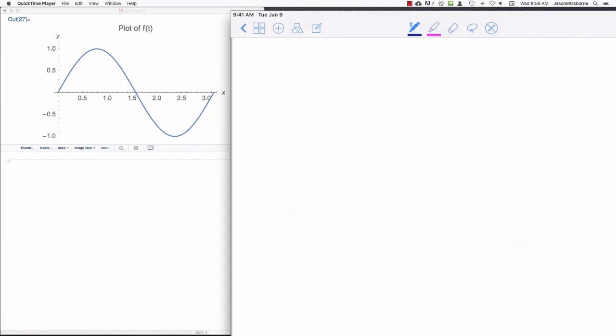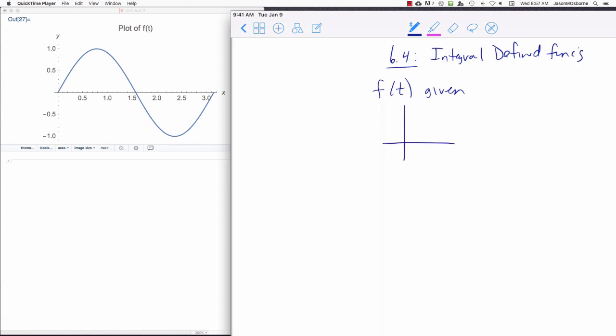This is a video on section 6.4, a typical problem when it comes to working with integral defined functions. To the left of your screen you are seeing a function f of t that has been given. It's a graph of something that goes up and comes down, some sort of trigonometric function. But you don't know what the formula of this function is, and that's the point of this problem.